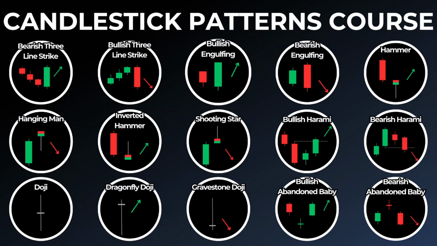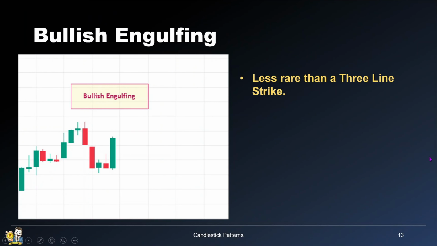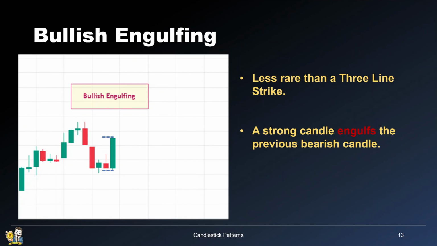Alright, let's now talk about the bullish engulfing pattern. A bullish engulfing is less rare than the 3-line strike. In fact, there is a strong candle that engulfs the previous bearish candle, instead of 3, like in the 3-line strike. So here, it's only 1 candle being engulfed, as we can see in this picture. The strong body of this bullish candle gives us a clear direction to follow.